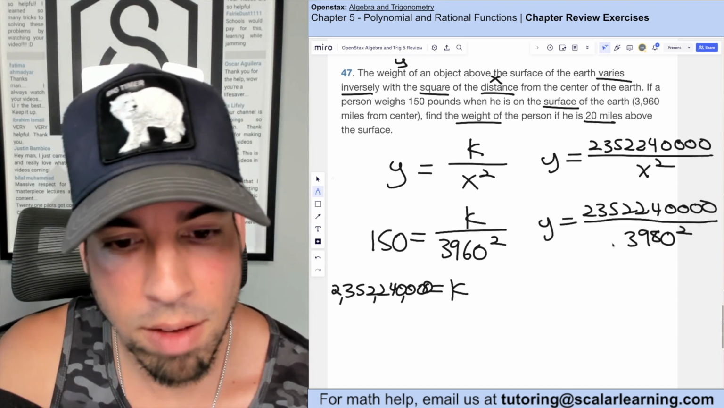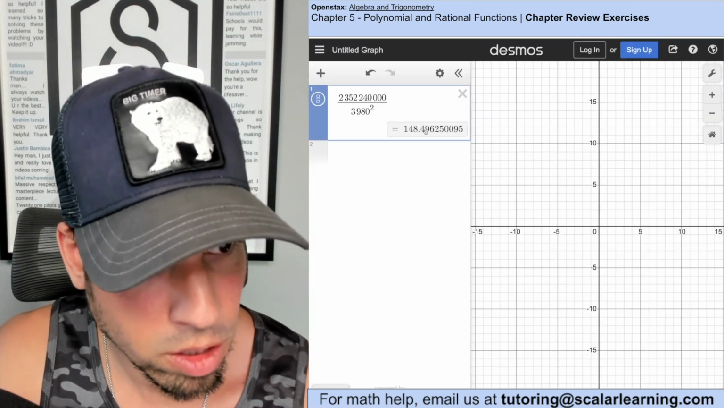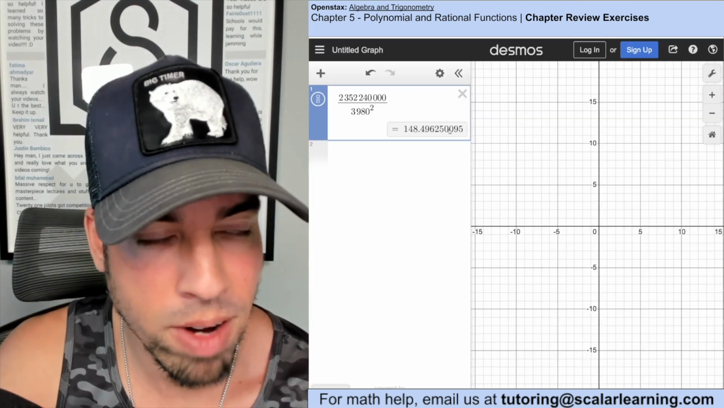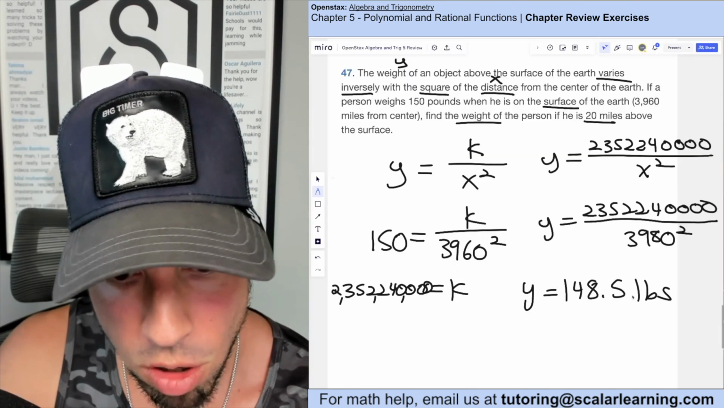So here's what we have. Now let's plug it into Desmos and let's see what we get. And when we plug it all in and round to the nearest tenth, we'll get 148.5 pounds. So y equals 148.5. The units are pounds.